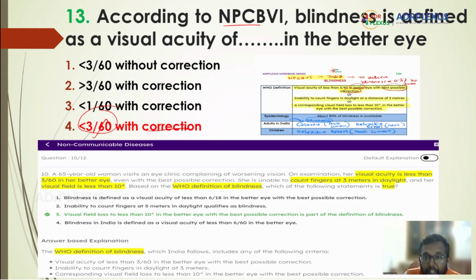So what are the three definitions for blindness? Visual acuity of less than 3 by 60 in the better eye, then inability to count fingers in the daylight at a distance of 3 meters, or a corresponding visual field loss of less than 10 degrees. So these are the three definitions for blindness, which was also from our Q bank and also from our workbook.